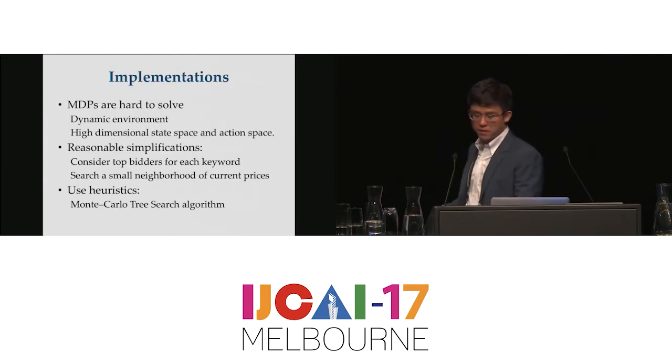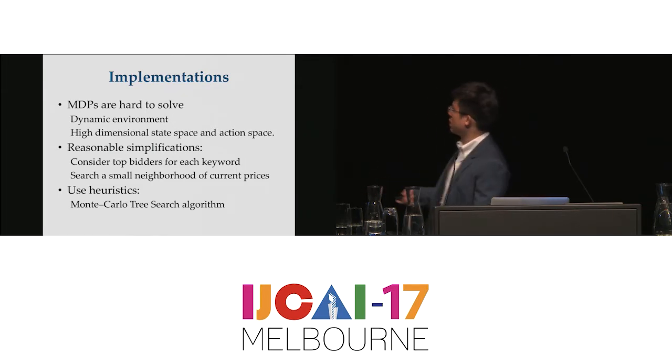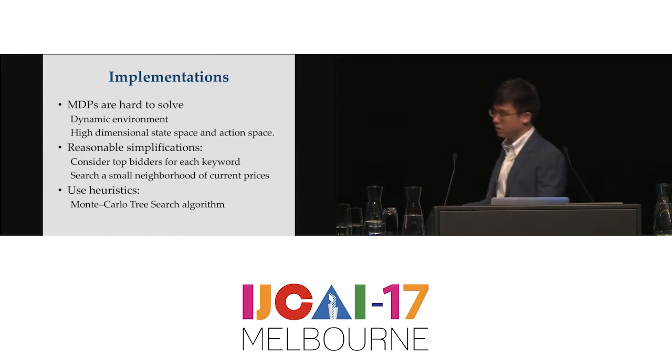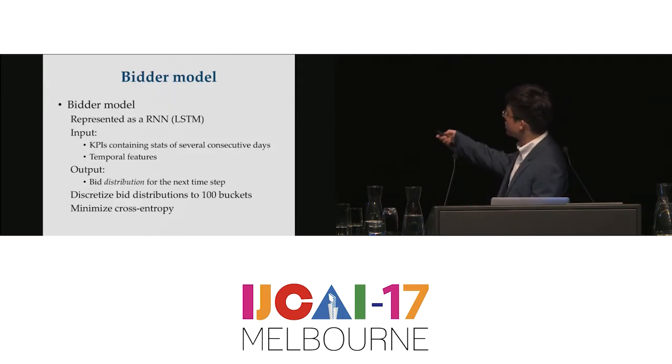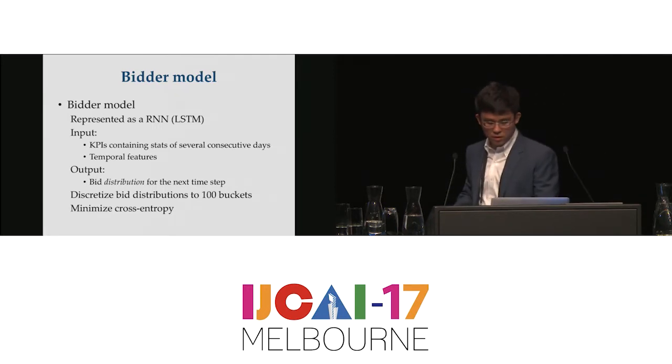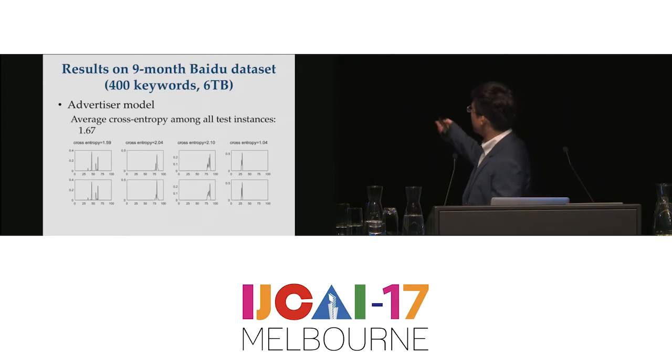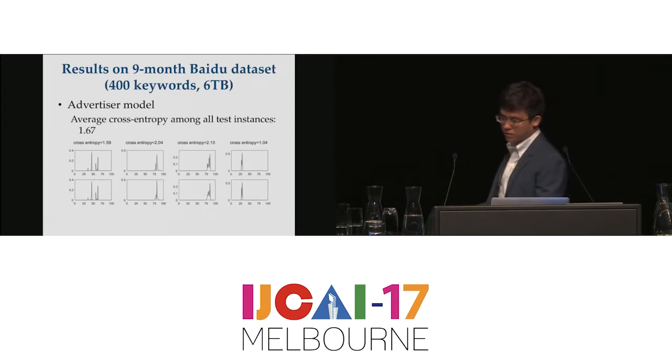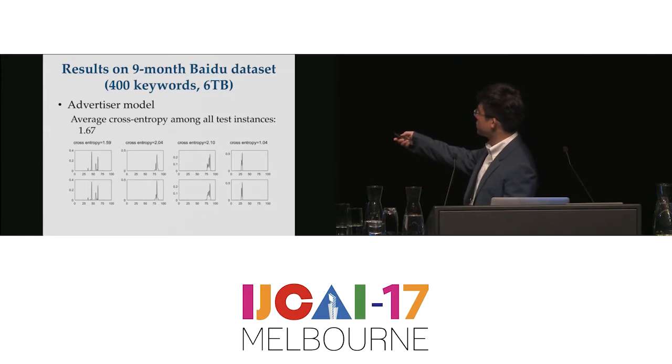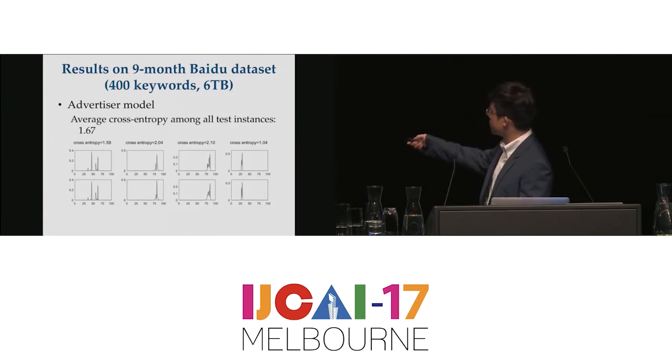The MDP is difficult to solve, as you can imagine, and we use some heuristics to solve it. In particular, I want to quickly mention that the bidder model we use here is a large recurrent neural network, and we tested on 6 gigabytes of data of 400 keywords over 9 months of Baidu bidding. We can see the cross entropy is pretty small. These are some data sets we selected. This is the real one. This is the one that we learned.